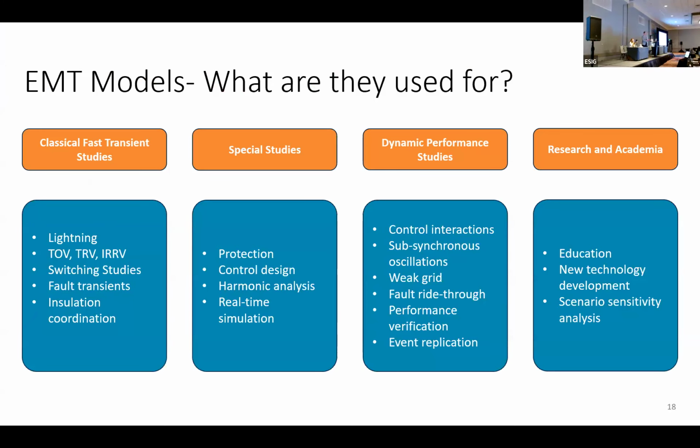Great. So EMT models. We're going to talk a little bit more about the types of studies that they're used for. Classical, fast transient studies, special studies, dynamic performance studies, research and academia. And we'll get into each of these in a little bit more detail over the course of the next few slides.